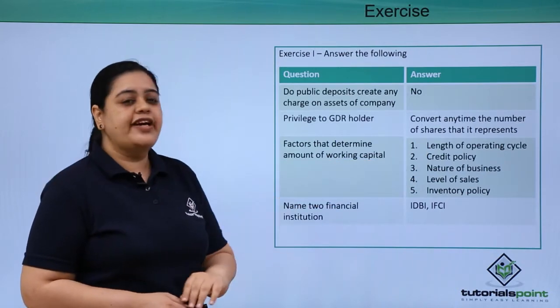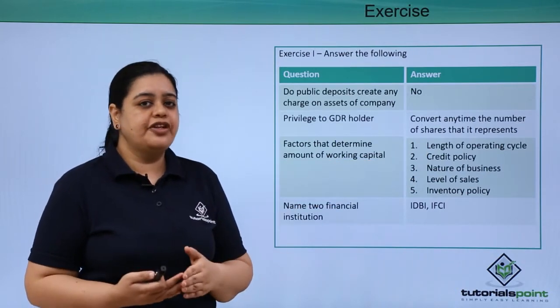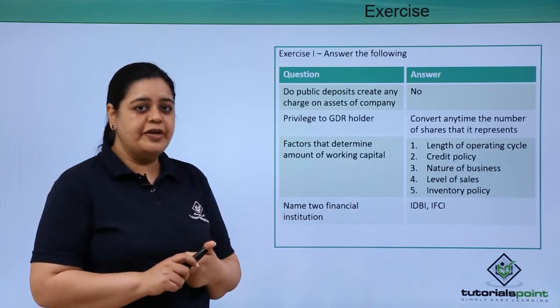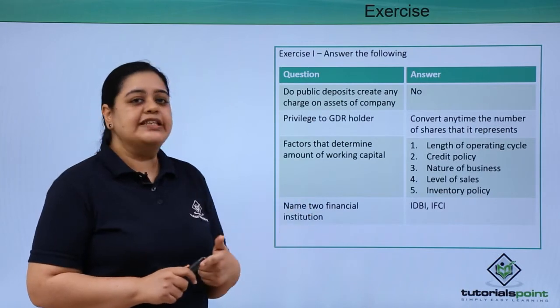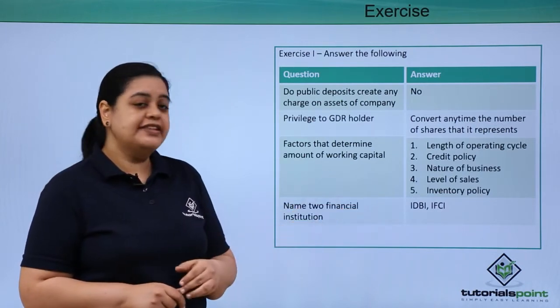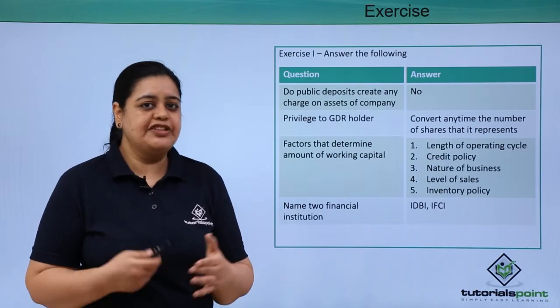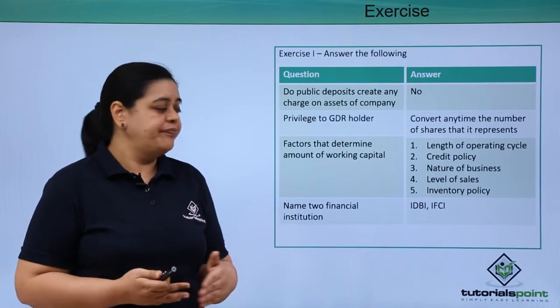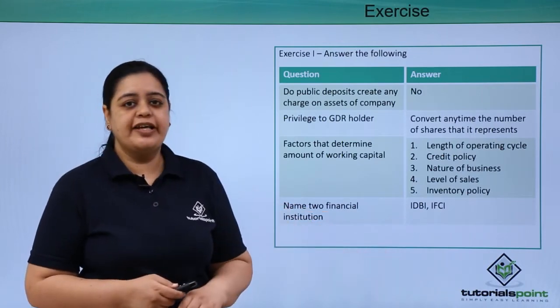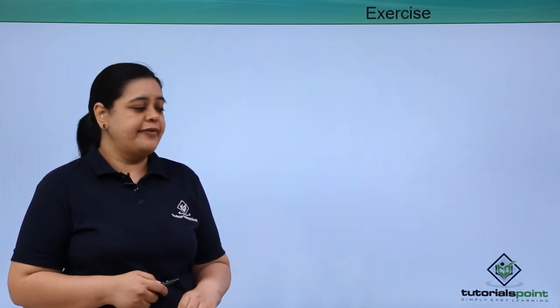Okay, what are the factors which determine the amount of working capital? See, there are 5 factors: length of the operating cycle, then the credit policy, the nature of business, level of sales and inventory policy, which we discussed earlier. Now what are the two financial institutions? This would be your IDBI and IFCI.